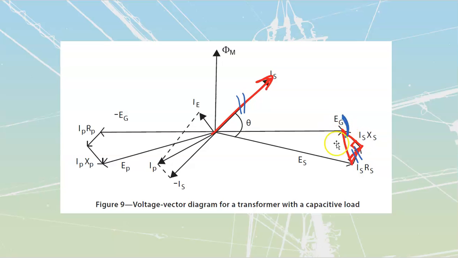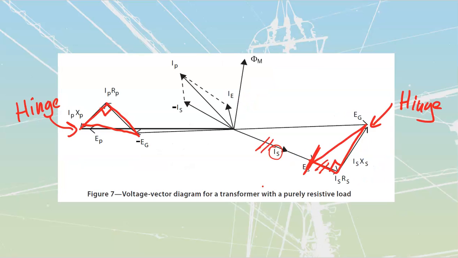But what's happened now is I've had to twist this triangle out in the opposite direction, like that, in order to make this line parallel with this line. And in doing so, when I twist it out, I see that my secondary value of voltage has been stretched out. It has been increased because of this capacitive load. So let's just go back to these three here really, really quickly.